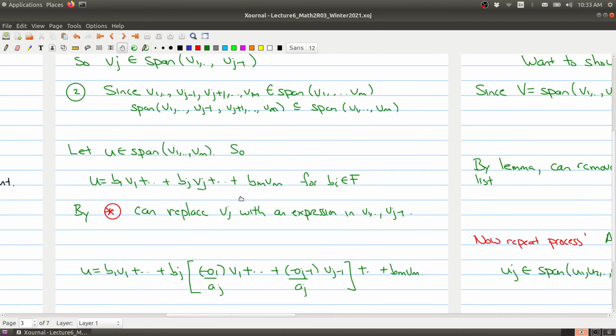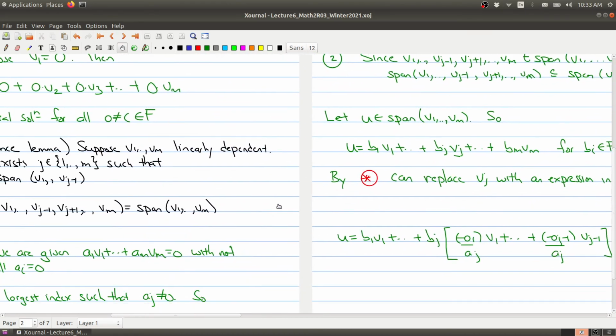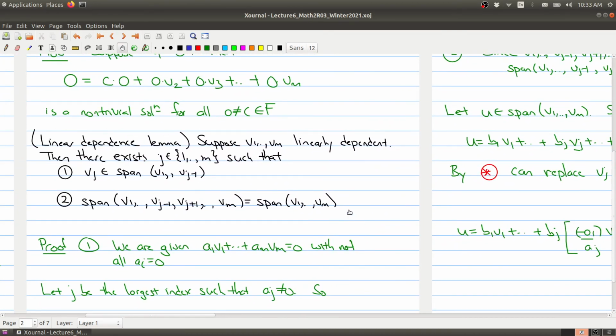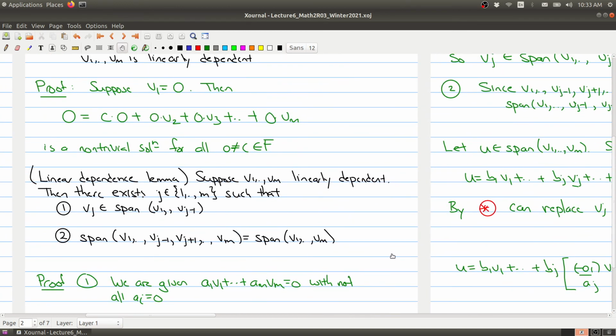To re-emphasize what we're doing here: when you have some vectors and you look at them one at a time, at some point you will find a Vj that is a linear combination of the things that you've seen before. Whenever you find that vector, you can remove it from your list and you still have the same spanning set from the same set of vectors.